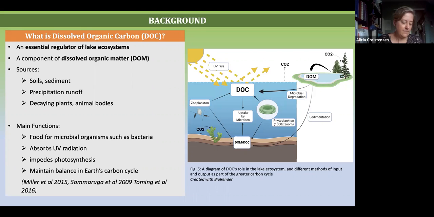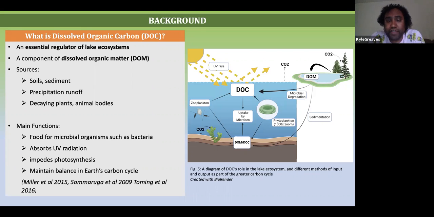DOC is a part of total dissolved solids. It helps to reflect UV radiation. It can impede photosynthesis, but it also provides substrate and food for microbes such as bacteria. As trees shed their leaves and plants die, they form sediment at the bottom, or they float within the water themselves. They then are degraded into dissolved organic carbon.